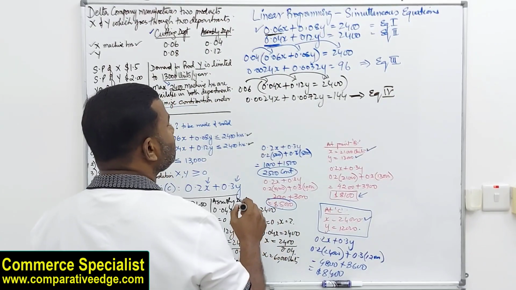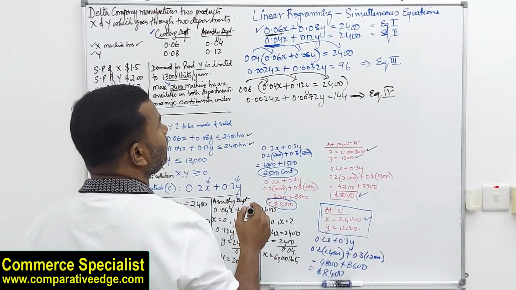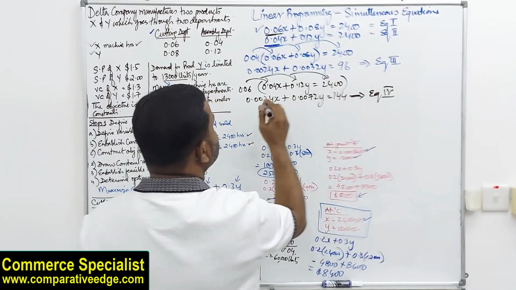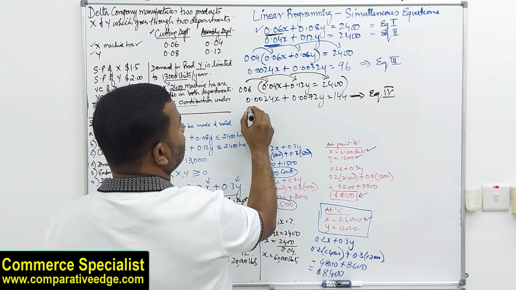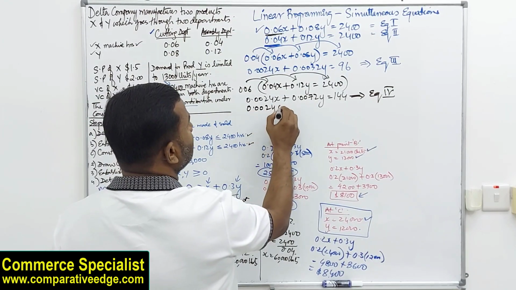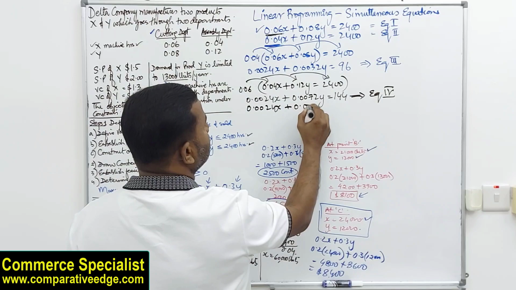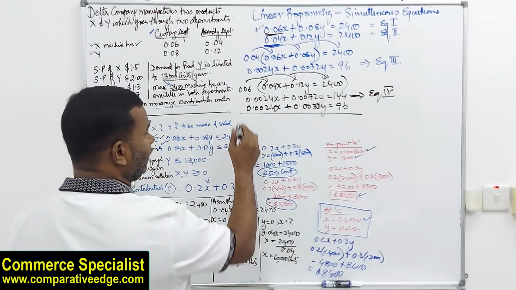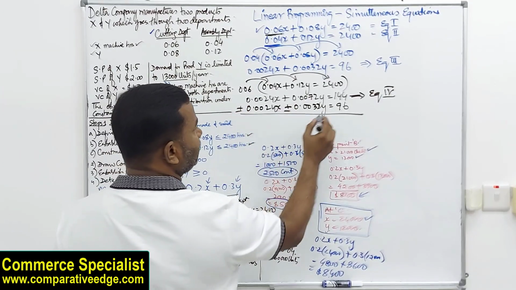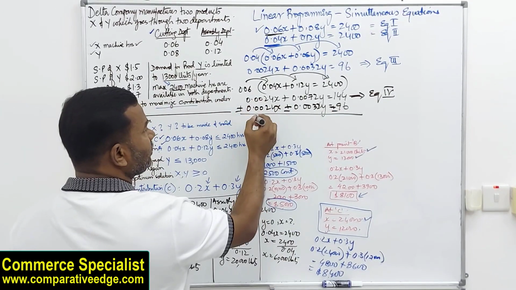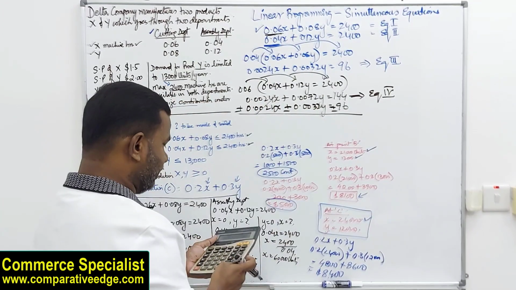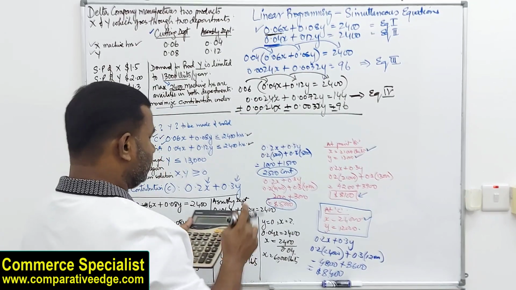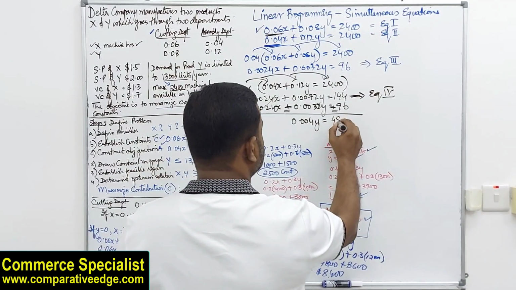Now what we are going to do is subtract equation 3 from equation 4. Equation 4 is already written. I am writing equation 3 here, 0.0024x plus 0.0032y equal to 96, and then I'll be subtracting it. As you have learned in school, you have to change the signs. This is plus, it becomes minus. So the x terms cancel out. 0.0072 minus 0.0032 gives 0.004, and 144 minus 96 will be 48.